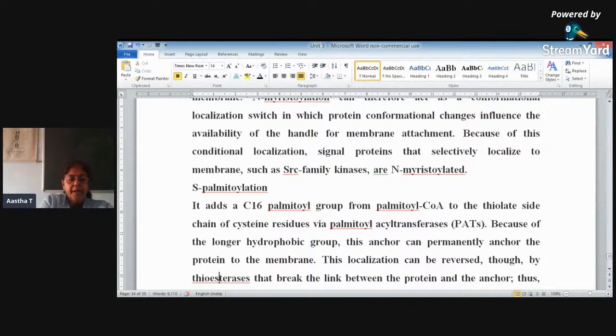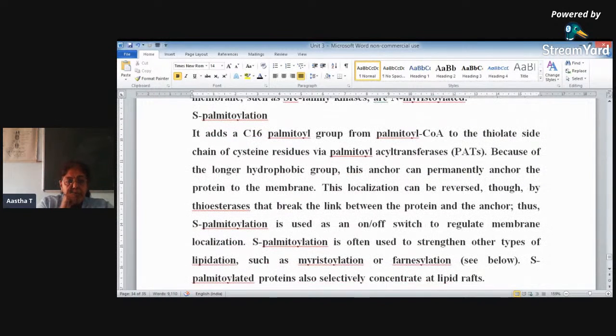So again, this will provide hydrophobicity to the particular protein. हे सिस्टेन कुठं असेल? त्या प्रोटीनमध्ये असेल, आणि त्या प्रोटीनच्या सिस्टेन ग्रुपच्या एस साईडला हा C16 पामिटॉइल ग्रुप अटॅच होईल, आणि त्याच्यामुळे तो प्रोटीन परमनंटली सेल मेम्ब्रेनला अटॅच होऊ शकेल किंवा अँकर होऊ शकेल. This can even be reversed. You can remove that particular protein from the cell membrane by thioesterases, which break the link between the protein and the palmitoyl group. So S-palmitoylation is used as an on-off switch to regulate membrane localization.